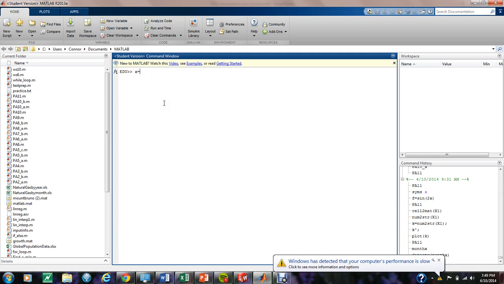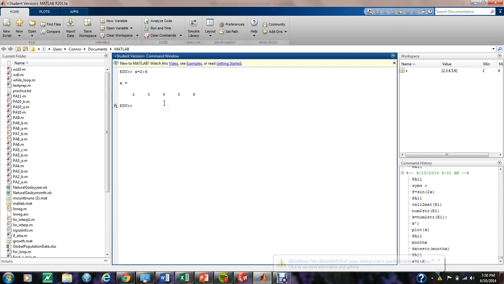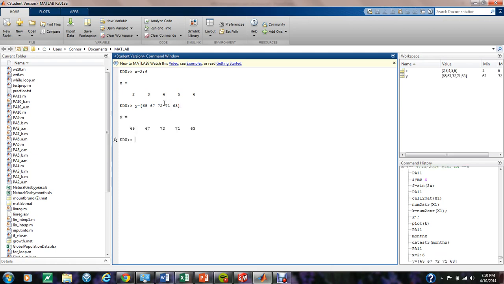We'll type in x equals 2:6, and that will give you an array from 2 to 6. And then you're going to say y equals, and we're going to make this an array, square brackets, not curly brackets. And we're going to go 65 will be your first number, 67 will be your second number, then 72, 71, 63. Whoops, I'm sorry about that. And then you enter that.